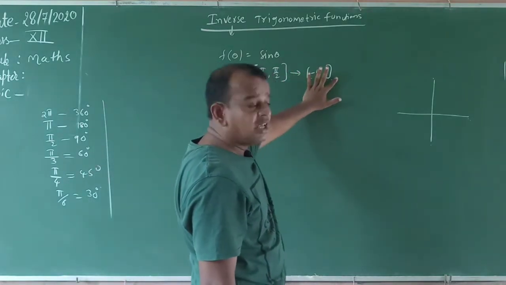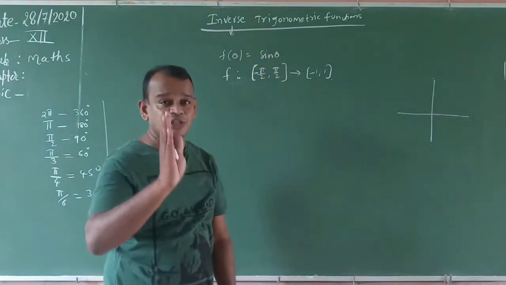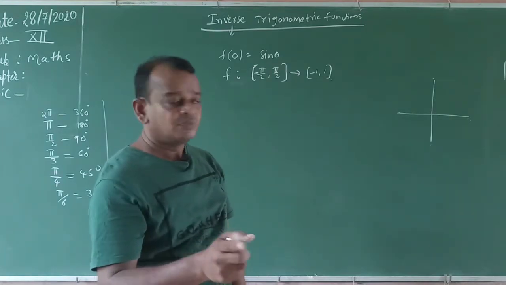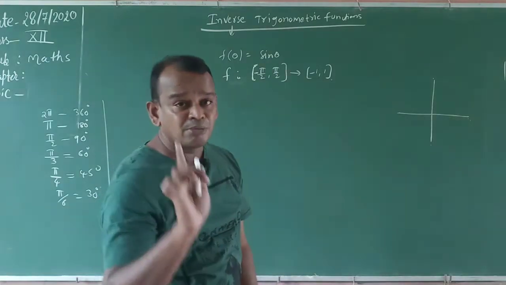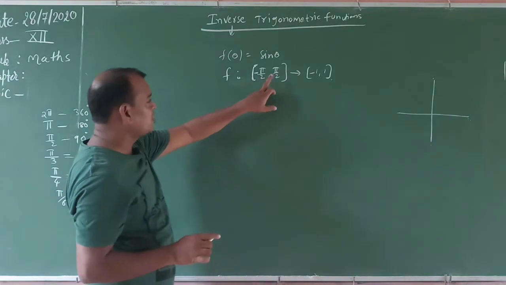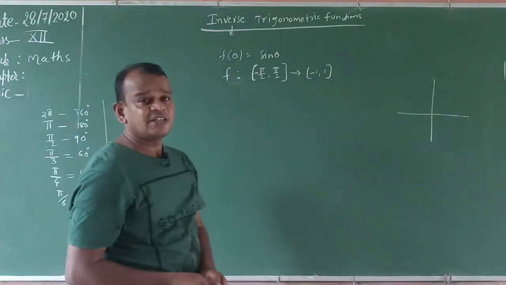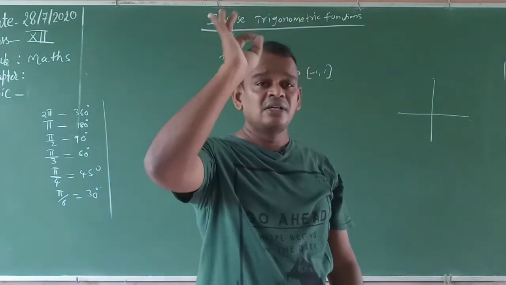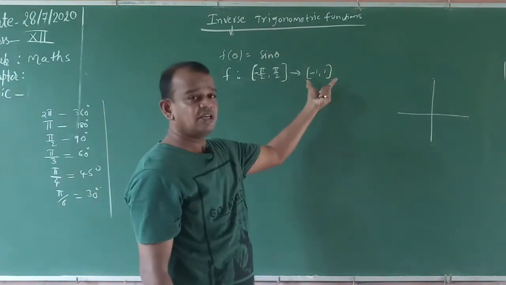You know very well, in this interval the function f of x or f of theta is bijective, means f is invertible. This is called the principal value: minus pi by 2 comma pi by 2 to minus 1 comma 1. Remember, okay, minus pi by 2 comma pi by 2 tends to minus 1 comma 1. The function f of theta equals sin theta is a bijection, means f is invertible, means sin theta has an inverse in this interval only.